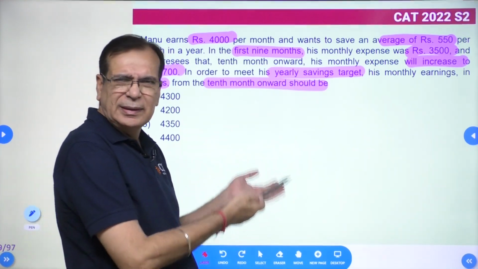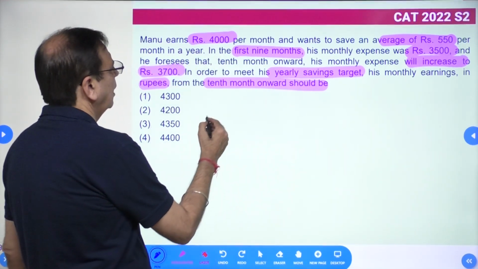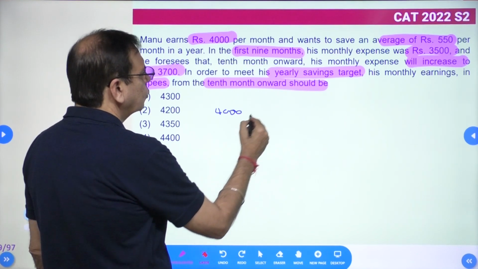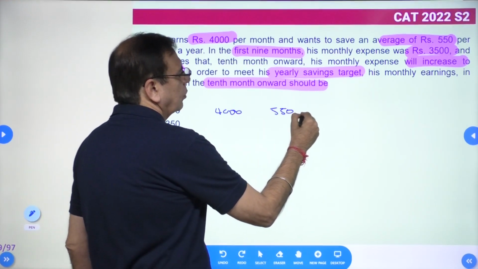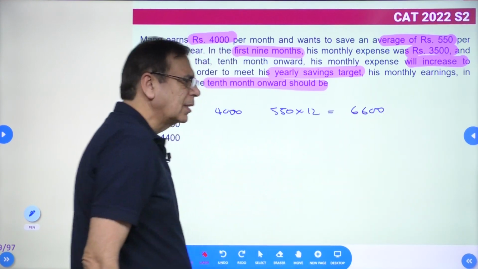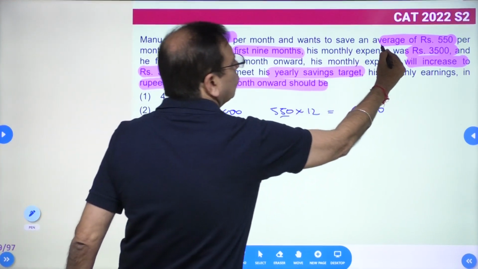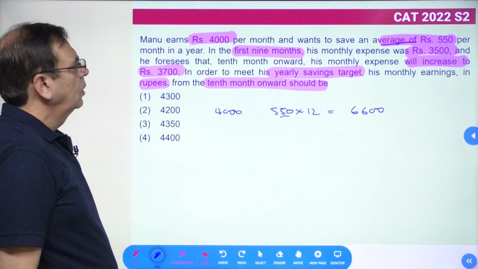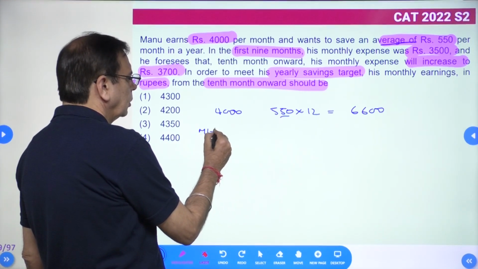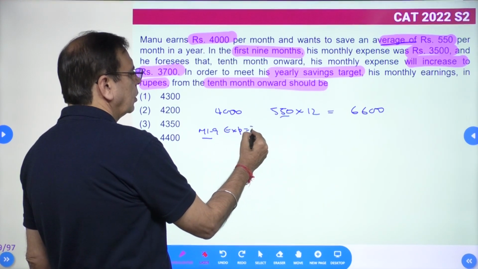The simplest would be add करके check कर लो ना, which means Manu is earning 4,000 rupees per month. Okay, and he wants to save 550. So the saving required is 550 into 12, which is 6,600 rupees. This is his earning. This is his saving which he wants to save. First 9 months, month 1 to 9, his expense was equal to 3,500.